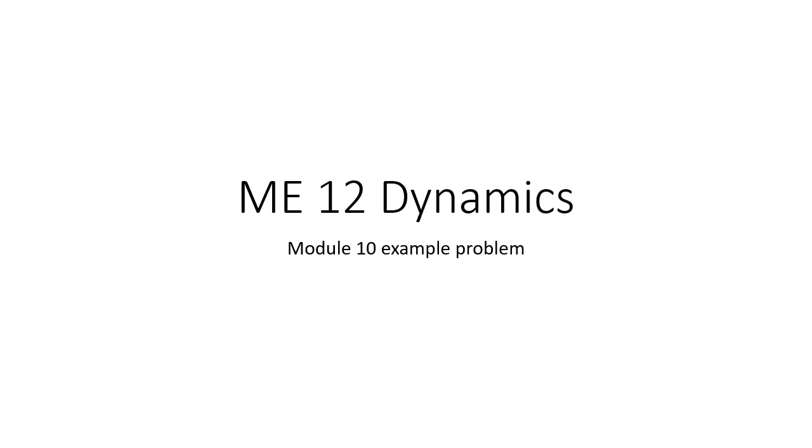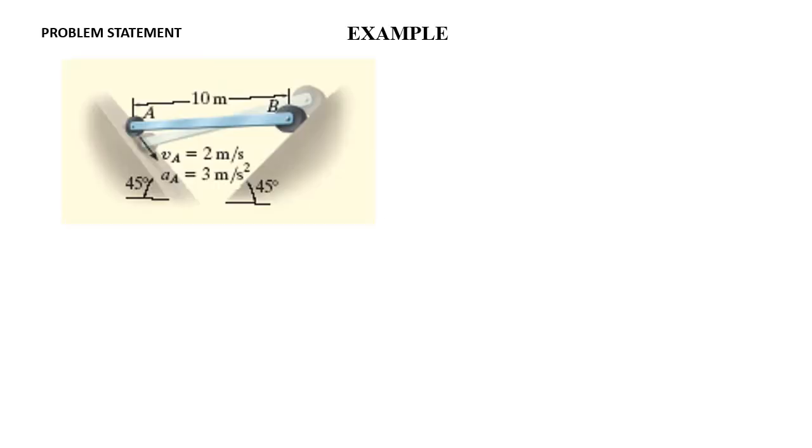Let's take a look at an example problem from Module 10 for the ME12 Dynamics course. For this example problem, they give us a 3D diagram. In this diagram, we can see we have two planes, two slopes, that are at 45 degrees. Going across this, we have rod AB with a wheel on either end of it, one at A and one at B. They tell us the length of this rod is 10 meters.